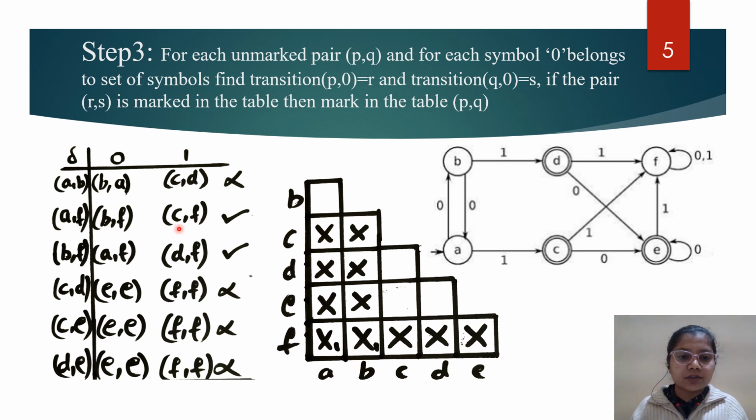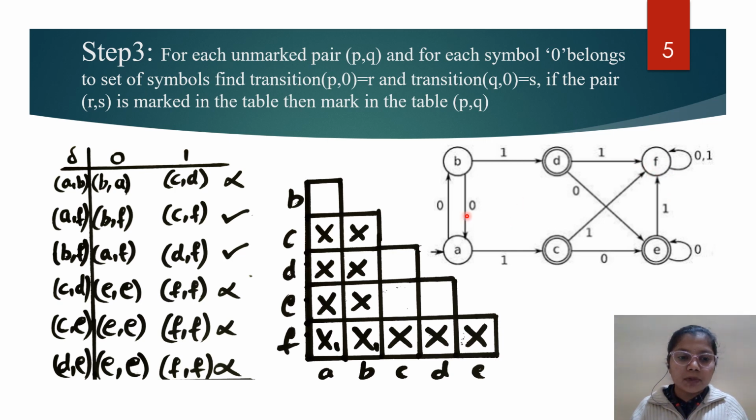Next is CF. A on accepting 1 goes to state C, and F on accepting 1 goes to state F itself. Since CF was marked earlier, one is an unmarked state and one is a marked state, so mark AF. Next is BF. B on accepting 0 goes to A, and F on accepting 0 goes to F itself.